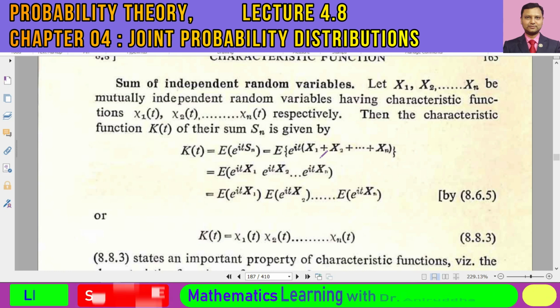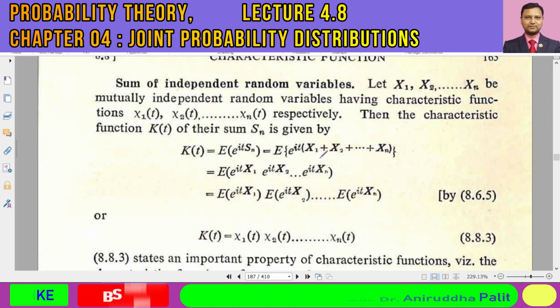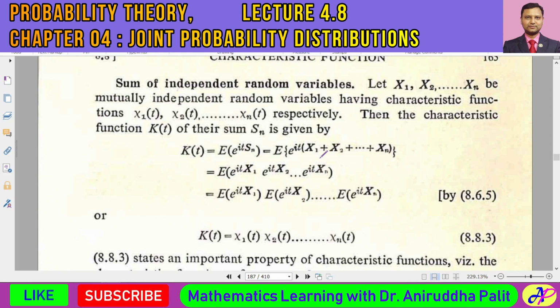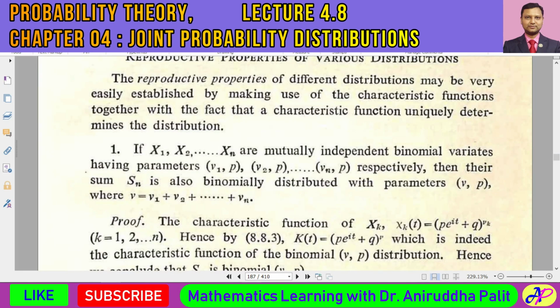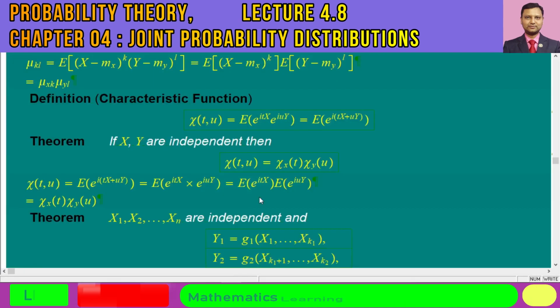Over here, we are going to discuss the reproductive property, and we are going to apply it to binomial distribution, Poisson distribution, and normal distributions. We are going to show this result in case of binomial, Poisson, and normal distributions. So you see over here what we can prove.